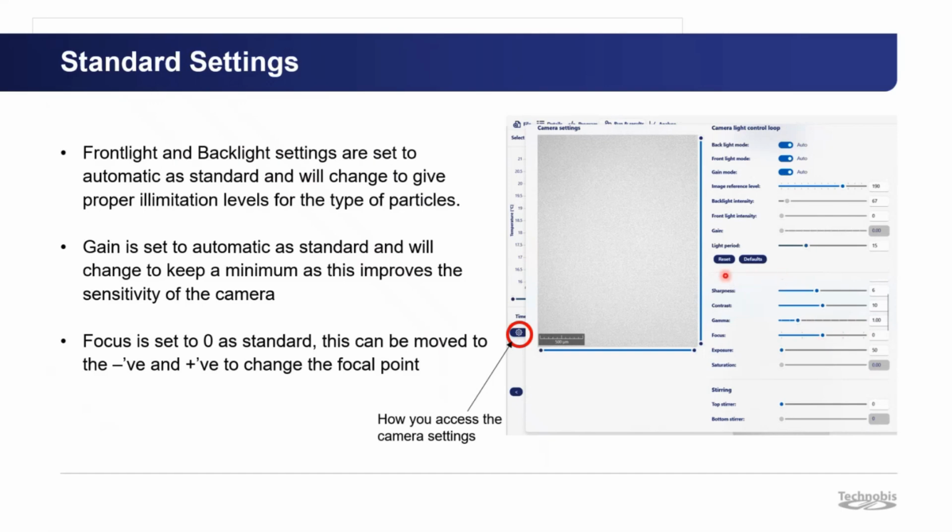If you make any changes and are unhappy with the result, you can always click defaults, and that will revert it back to the beginning of the experiment settings, or reset, and that will change the settings back to the last time they were changed.